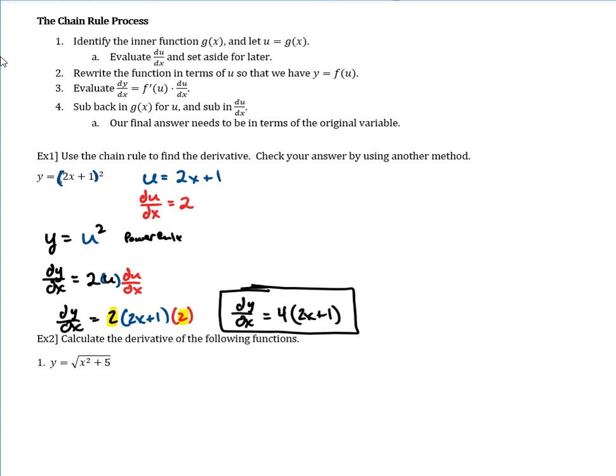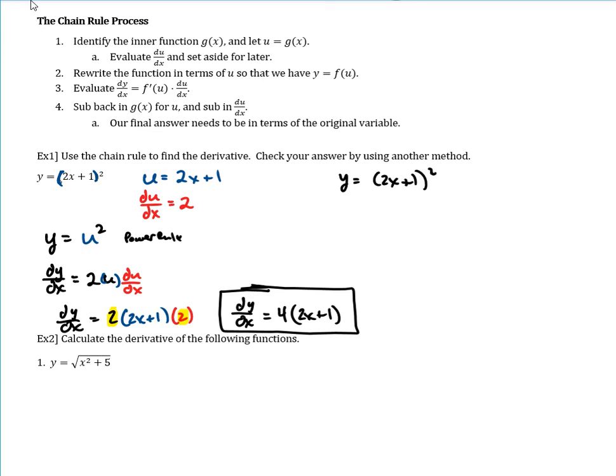Okay, so we just set something as u, and then from there, we set it up like this. You could do it in different ways. Again, I usually like the u and du dx, but we can show another way too in the next types of problems. Okay, but anyway, also with this, let's say it said check your answer by using a different method.